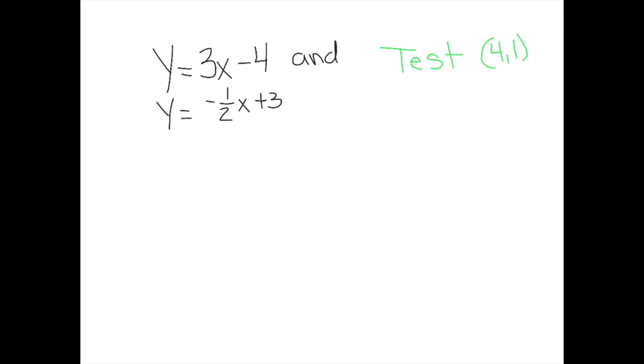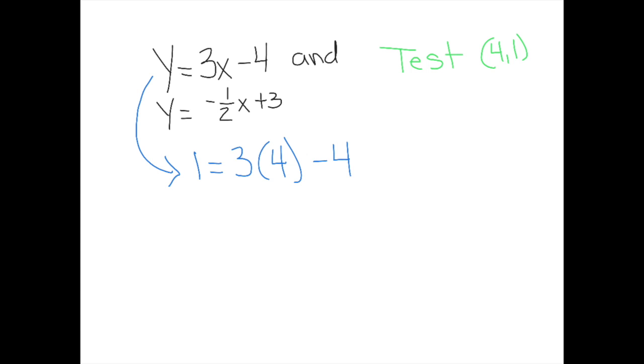The first thing we are going to do is test a coordinate point. So we have our system of equations here: y equals 3x minus 4 and y equals negative 1/2 x plus 3. We are going to test the coordinate point (4, 1). The first thing we do is choose one equation. I always choose the one on the top, and every time we see an x, we plug in a 4, and every time we see a y, we plug in a 1.